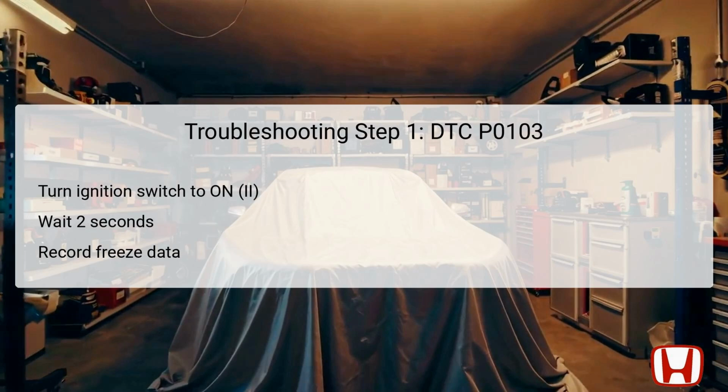To begin the troubleshooting process for DTC P0103, first, turn the ignition switch to the ON (II) position. This action powers the vehicle's electrical systems without starting the engine, allowing for diagnostics to be run safely. After switching on the ignition, wait for a minimum of 2 seconds to let all systems stabilize.